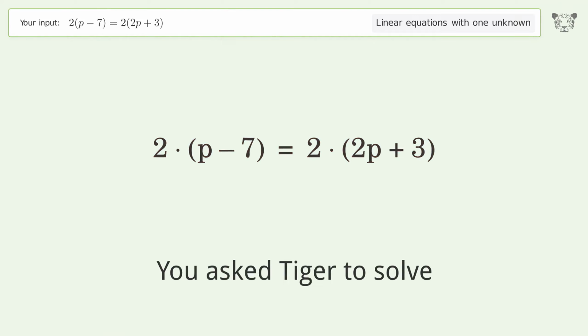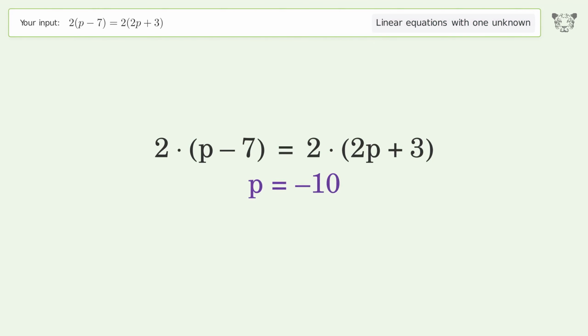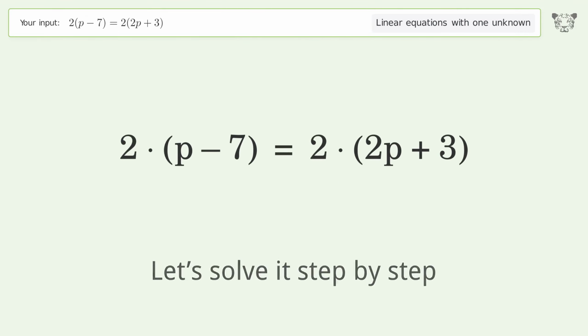You ask Tiger to solve this. This deals with linear equations with one unknown. The final result is p equals -10. Let's solve it step by step.